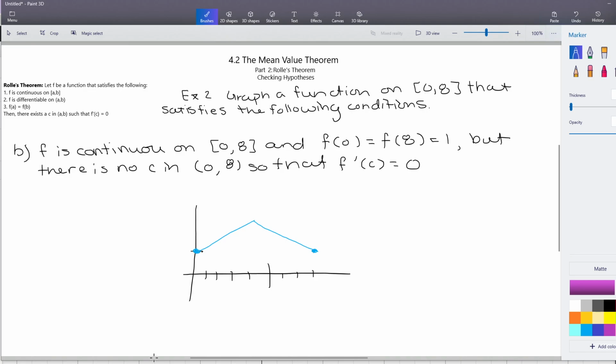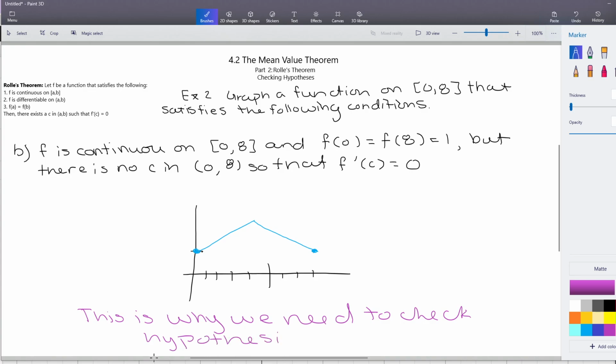And this is why it's so important to check hypothesis B, or hypothesis 2. The function can go up and come back down, or go down and come back up without having this local maximum or minimum if you create a cusp point where the function isn't differentiable.